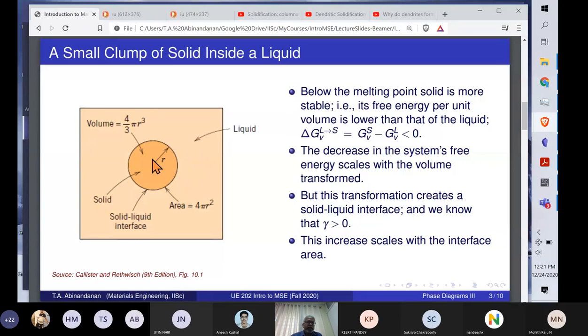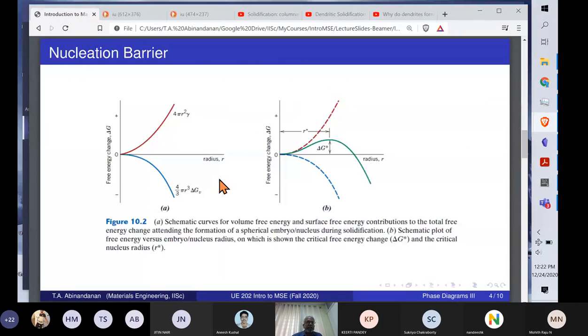So formation of a little bit of the solid from a vast ocean of liquid involves a negative contribution due to this change in the free energy, and a positive contribution due to the formation of a surface which originally did not exist in the liquid. So that is a key, and let's see how it plays out.